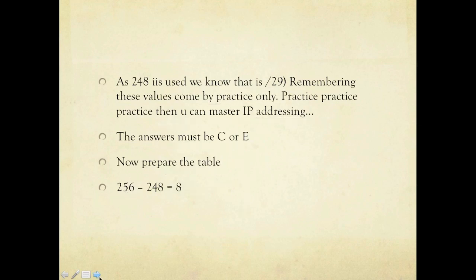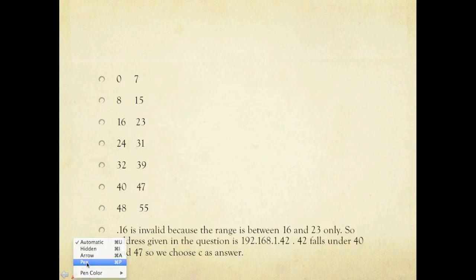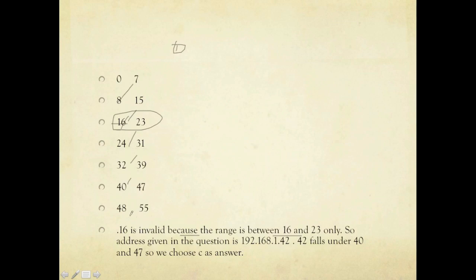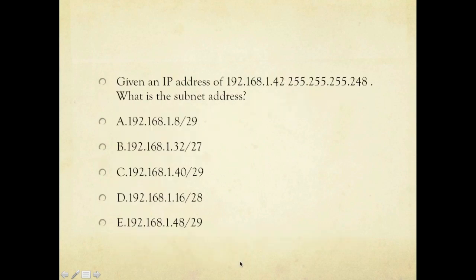So now prepare the table. 256 minus 248 equals 8. So 0, 8, 16, 24, 32, 40, 48. Here it is 7, 15, that is 8 minus 1, 16 minus 1, 24 minus 1, 32 minus 1, 40 minus 1, 48 minus 1. So .16 is invalid because the range is between 16 and 23. It's not a valid address. The address given in the question is .42, right? So .42 falls under 40 and 47. So the network address must be 192.168.1.40, right? So we choose C as the correct answer.